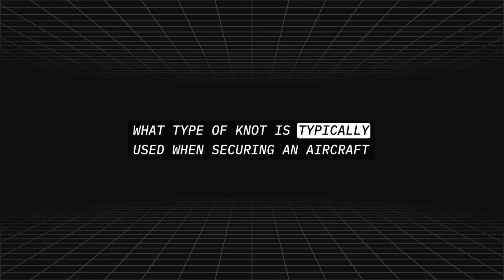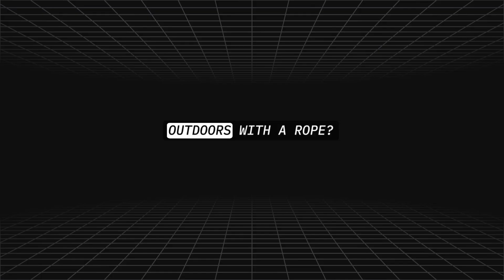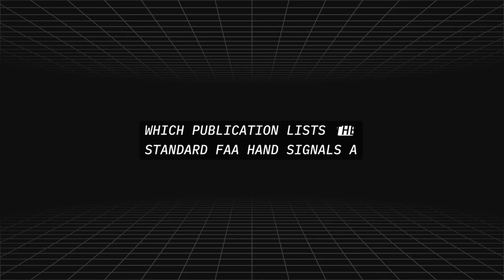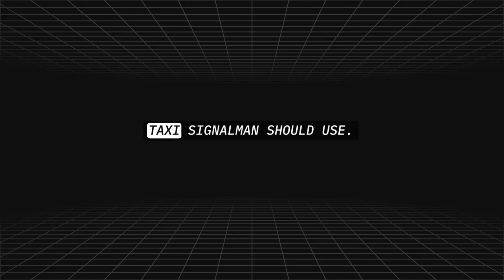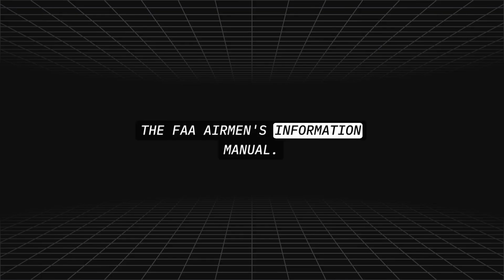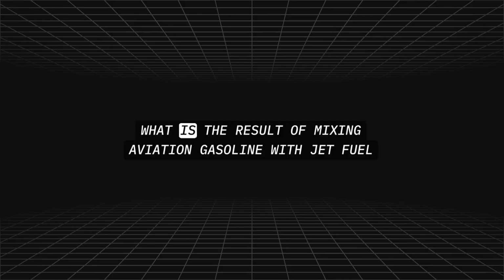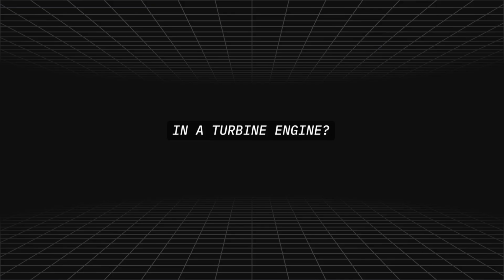What type of knot is typically used when securing an aircraft outdoors with a rope? A bowline knot. Which publication lists the standard FAA hand signals a taxi signalman should use? The FAA Airman's Information Manual. What is the result of mixing aviation gasoline with jet fuel in a turbine engine?